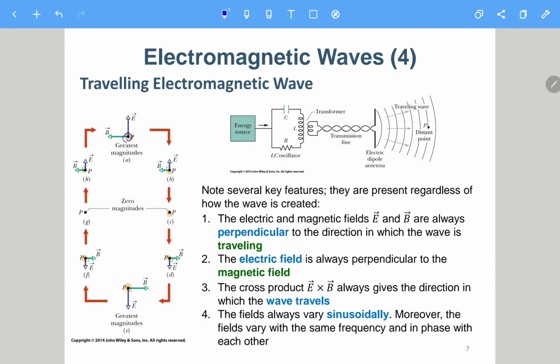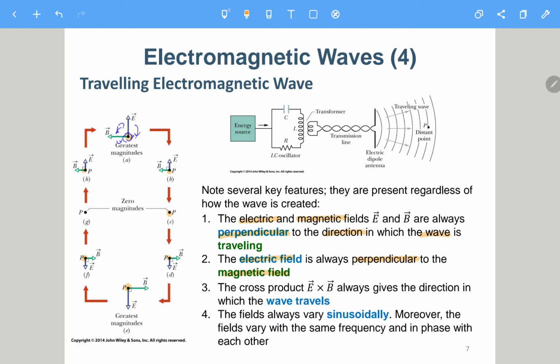The E field is perpendicular to the propagation of the EM wave. Also the B field is perpendicular to the propagation direction. Also, the E field and B field are perpendicular to each other, which is the second point. The E field is always perpendicular to the magnetic field. Also, the E field and magnetic field are always perpendicular to the direction of the wave.